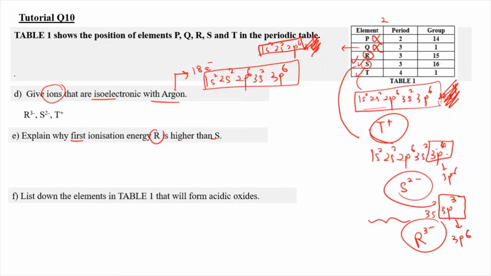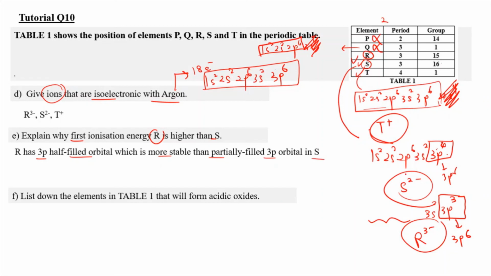And because the half-filled orbital is more stable, it is much more difficult to remove an electron from the R atom. Okay, so you can say that R has a 3p half-filled orbital, which is more stable than the partially filled 3p orbital in sulfur, element S. So more energy is required to remove the first electron in R.